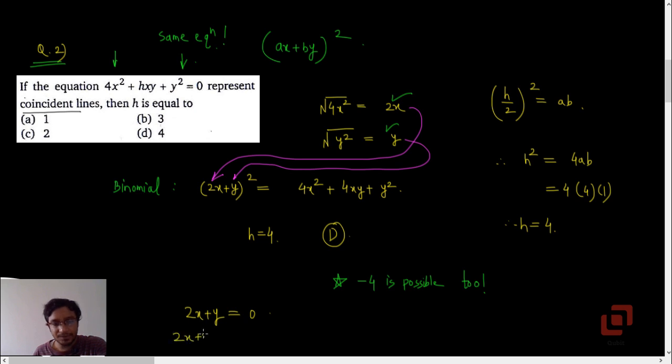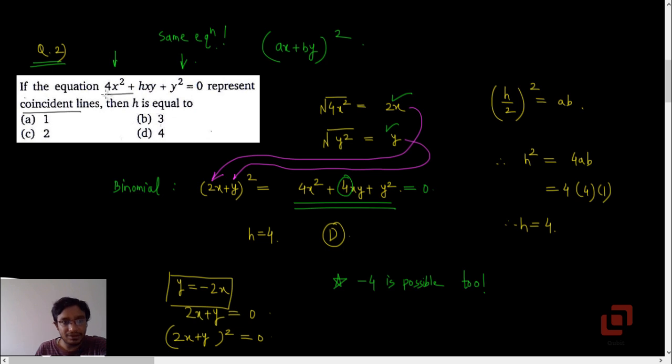So if we consider the line y equal to minus 2x twice, which will then give us two coincident lines, then their joint equation will be (2x plus y) bracket square, that is 4x squared plus 4xy plus y squared equal to 0. And if you compare this expression with the expression on the left hand side of the given equation, it will give you h as 4, and hence the correct option is D.